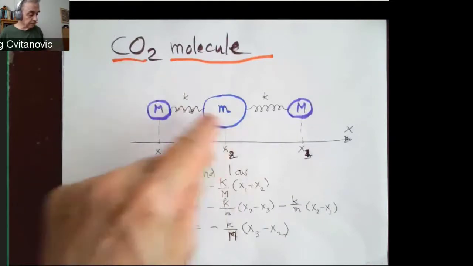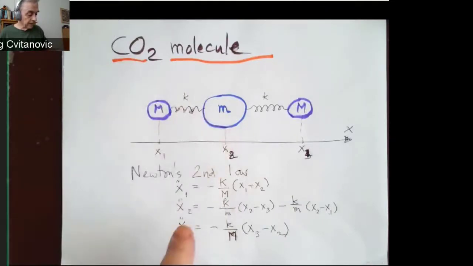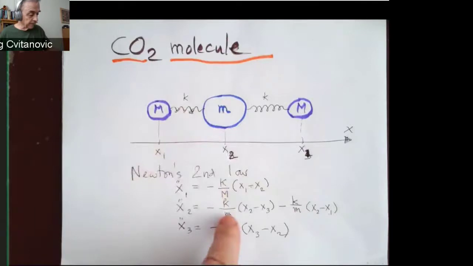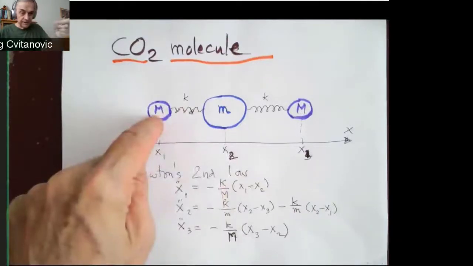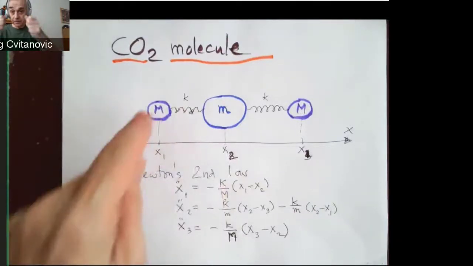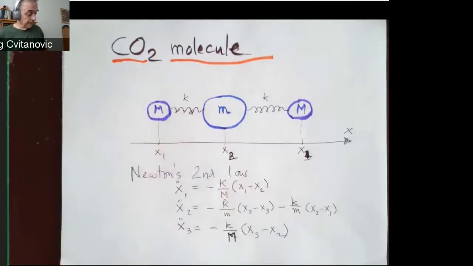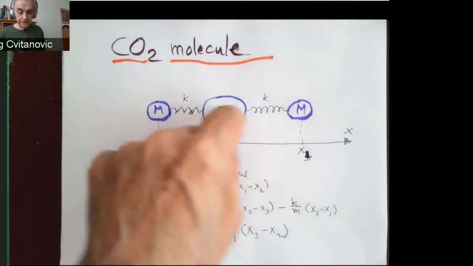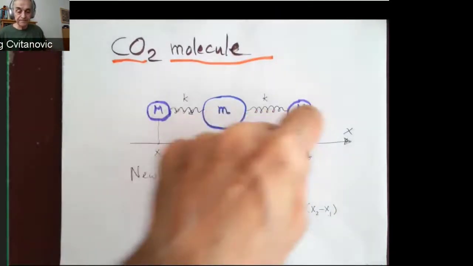corresponding to particle 2. The guy in the middle has its little mass m, and it interacts with the particle on the left by stretching, and the particle on the right by stretching, and the right particle, oxygen, interacts with carbon by stretching. So that's our system.